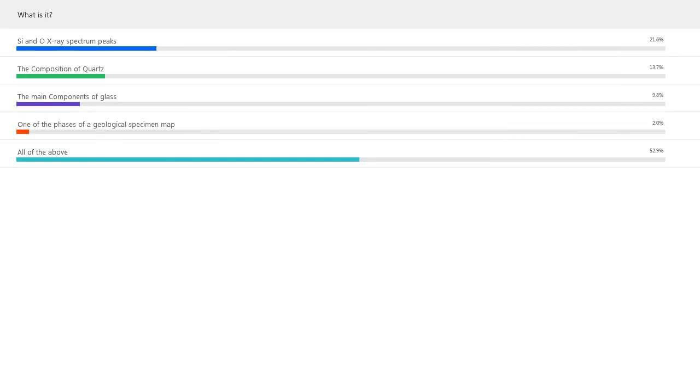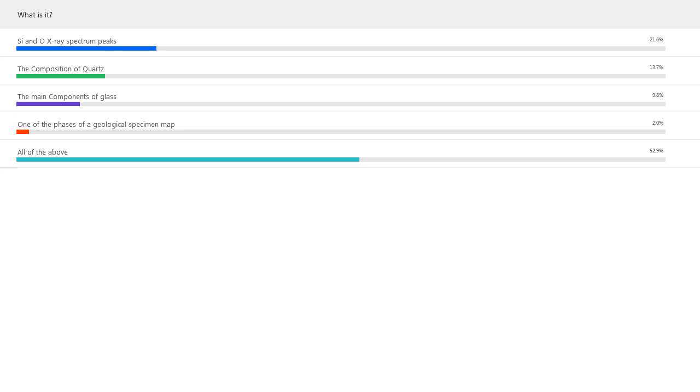So this is great. I love this cross-section of answers. This does illustrate that we have many different perspectives. Truly, factually, it is silicon and oxygen X-ray spectrum peaks. And if you gave that answer, then your perspective is a factual scientist, and you're looking at exactly what's in there. In fact, that might be the answer that I would lean towards. My experience probably tells me that it's the composition of quartz, just based on having seen this a number of times in various applications. And we would also be right if we said these are the main components of glass.